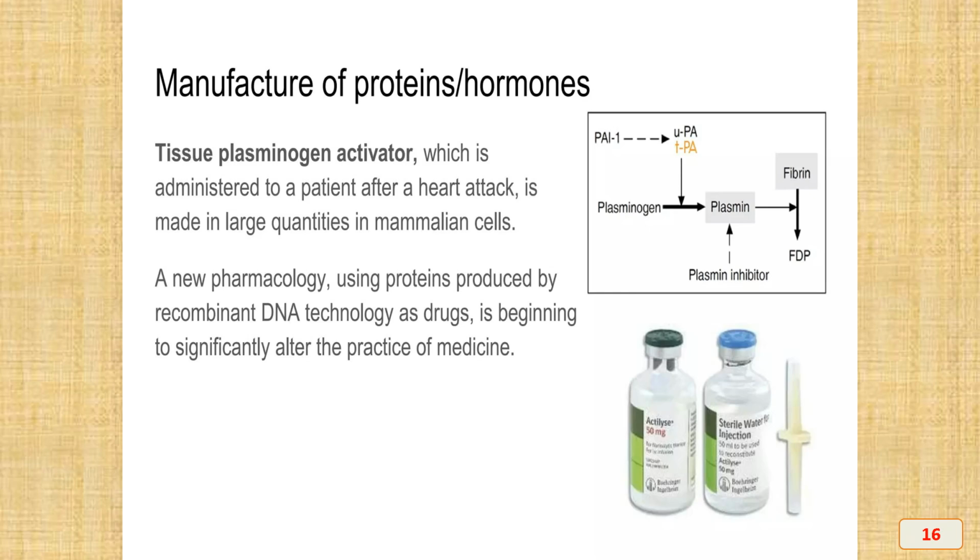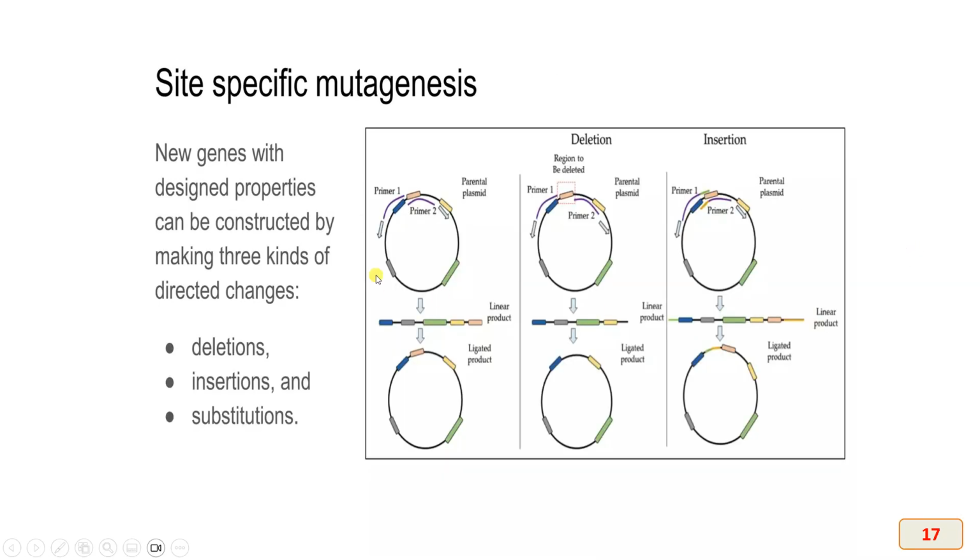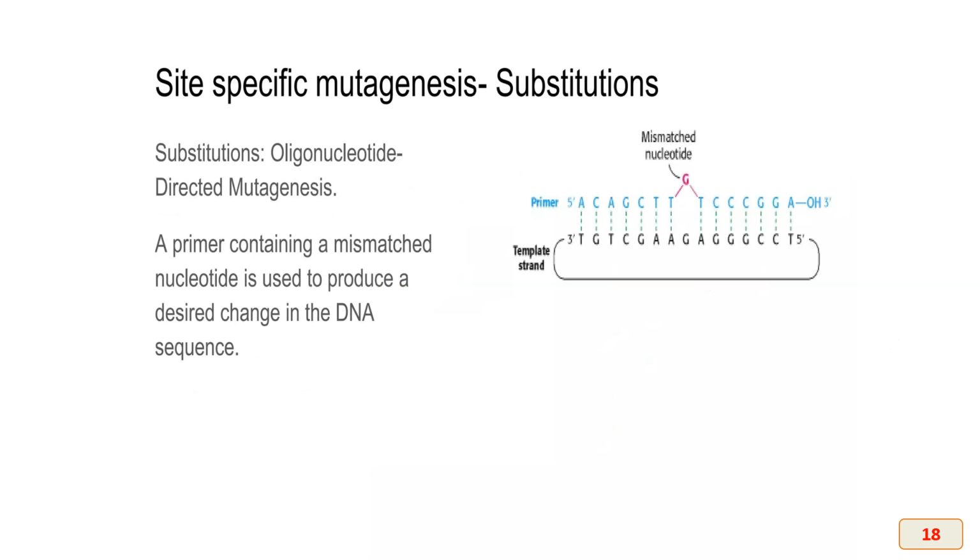And new pharmacology using proteins produced by recombinant DNA technology as drugs is beginning to significantly alter the practice of medicine. So here you can see that many types of medicines can be made with recombinant DNA technology. Once again, site-specific mutagenesis can also be made, such as deletions of some genes, additions or insertions, and substitutions. So ultimately, the required type of genetic material will be produced.